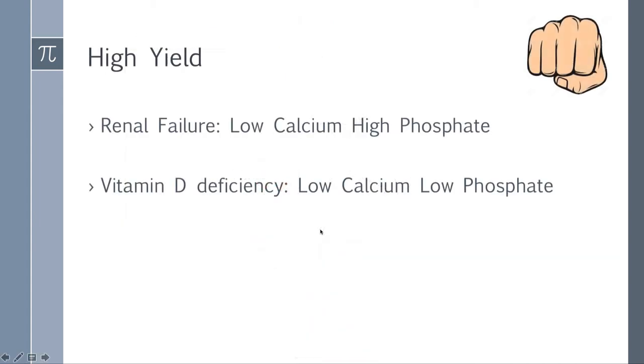So this is a very high yield fact. Both of them are going to cause secondary hyperparathyroidism, right? But which one is what? Your renal failure, right? Remember, your kidney is not working.